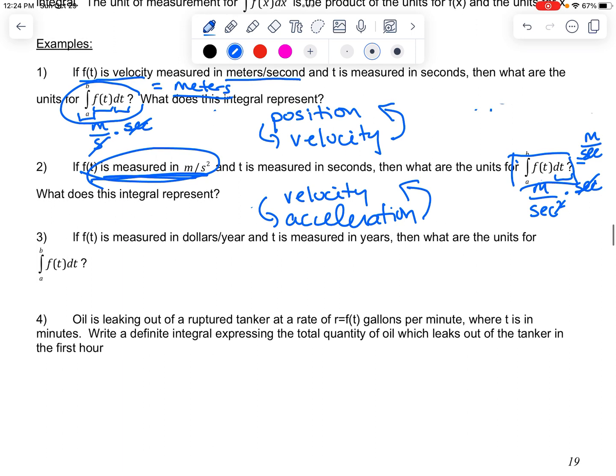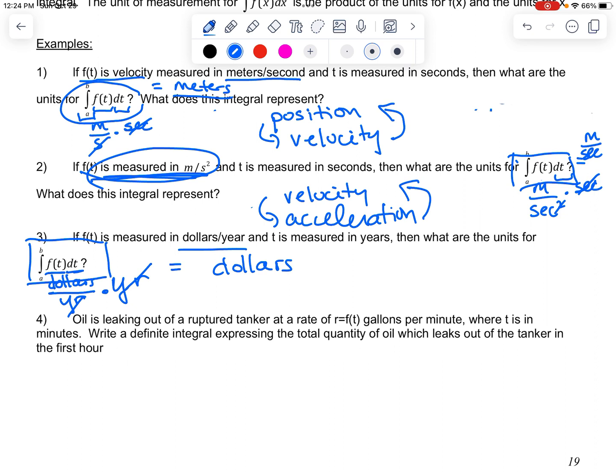Okay, let's try one that's not a motion problem. Let's say f of t is measured in dollars per year. So f of t would be dollars per year, that's the units. Your time interval, your dt, is in years. We are multiplying by years, and notice the years drop out. So the units for this definite integral, if f of t was dollars per year, would be dollars.